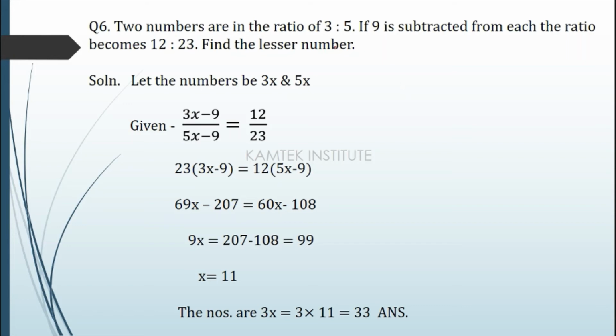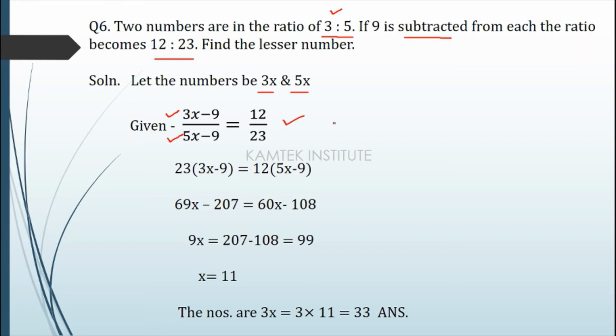It says two numbers are in the ratio of 3:5. If 9 is subtracted from each, the ratio becomes 12:23, and we have to find the lesser number. Now this question is just the reverse of the previous question. So we assume that the two numbers are 3x and 5x because they are in the ratio of 3:5. We are also being told when 9 is subtracted from these two numbers, then the ratio is 12:23. So we can say 3x minus 9 upon 5x minus 9 is equal to 12/23.